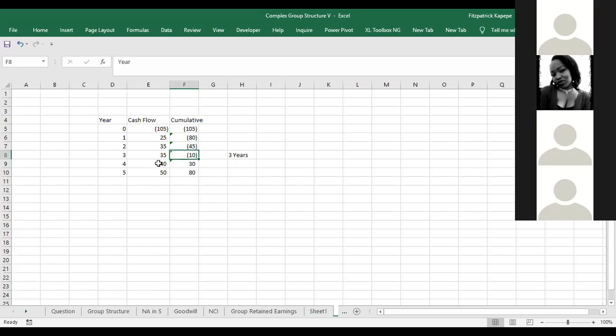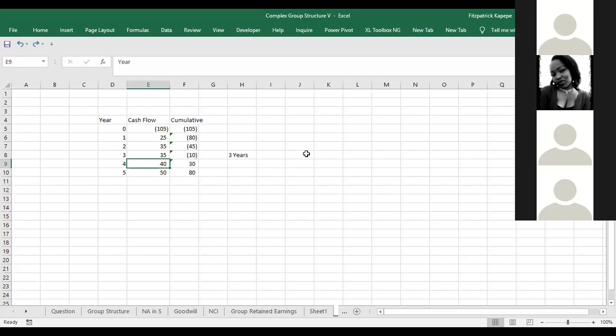So meaning that from this 40 cash inflow here, we only needed what? We only needed 10 to break even. For example, if we had 10 here, we are going to say the payback period is 4 years, isn't it? Because it's going to be exactly 4 years.